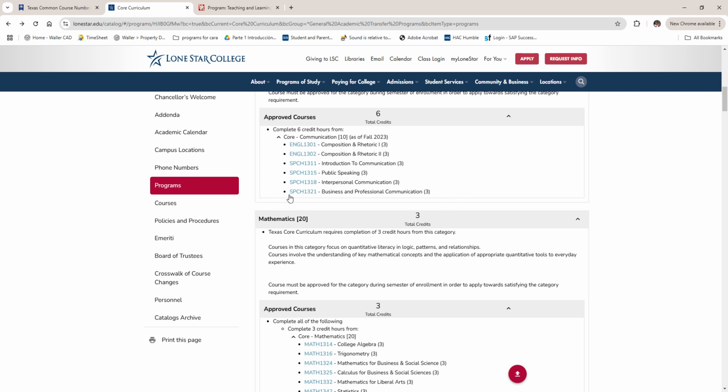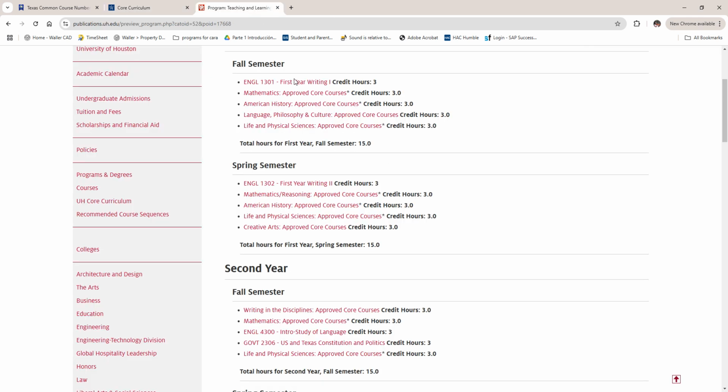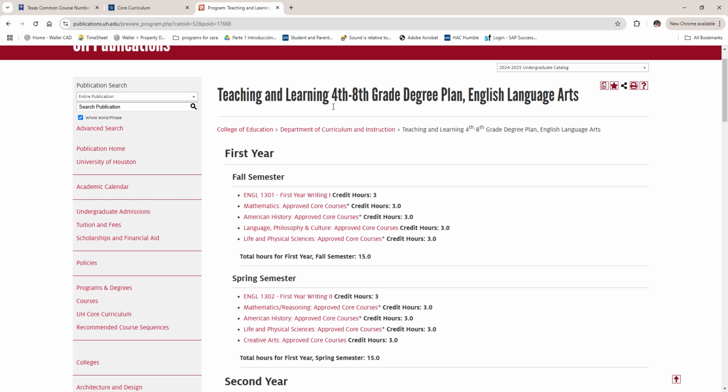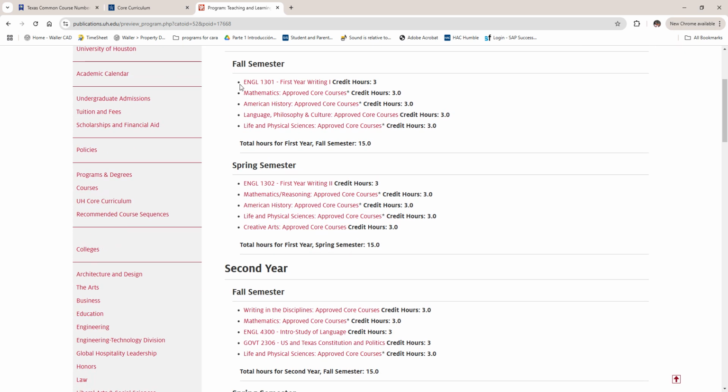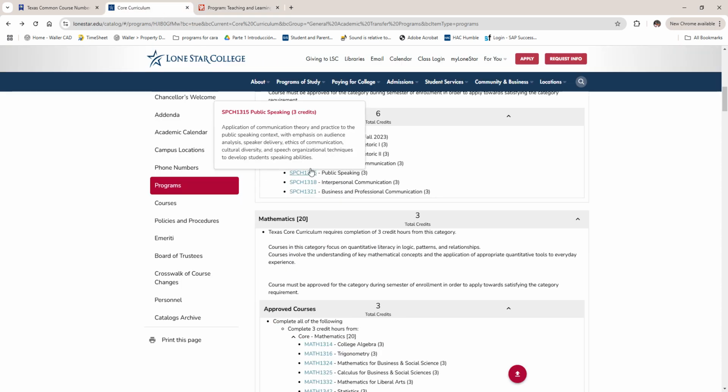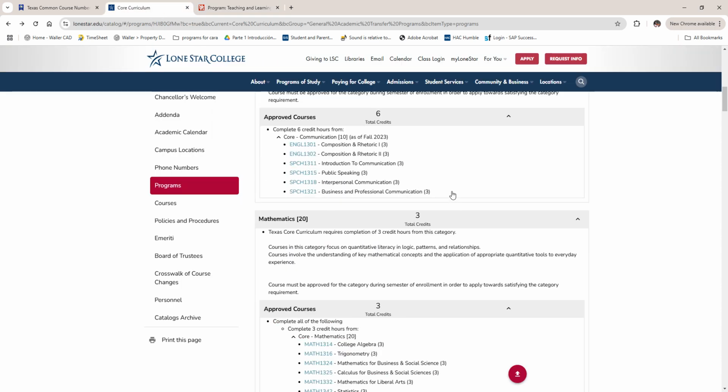So you have some speech classes. Maybe you like public speaking and introduction to communication. But if you know that you're going to come to U of H to try and get a degree in learning, you really want to try and take English 1301 and English 1302 and not just pick random courses from this list. Okay, so that's tip number one.